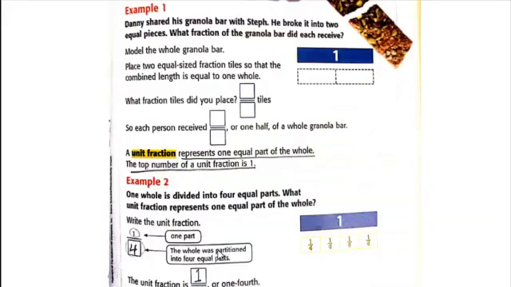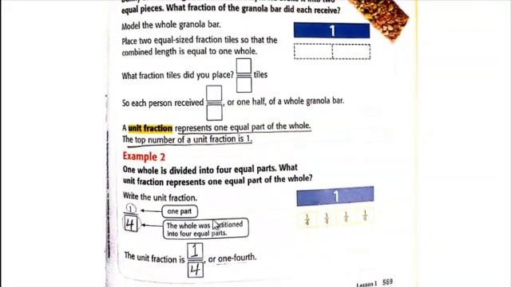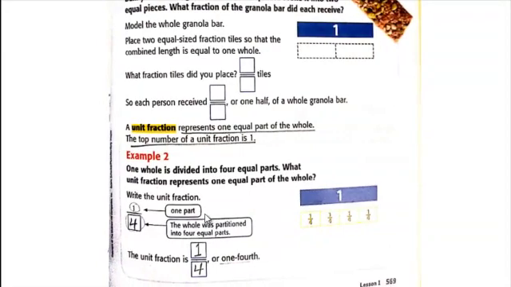After finishing the video, we will start to explain what's meant by a fraction. Okay? Example number 2. 1 whole is called 1 whole. It's divided into 4 equal parts. We will divide this whole into 4 equal parts. What unit fraction represents 1 equal part of the whole?